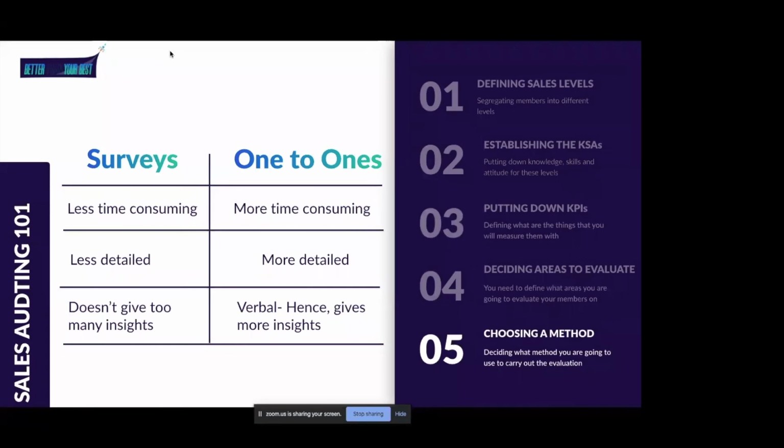However, it totally depends on you. If you think that one-to-ones are not possible for you, then you can always do surveys as well. Whatever is convenient for you, you can decide it.